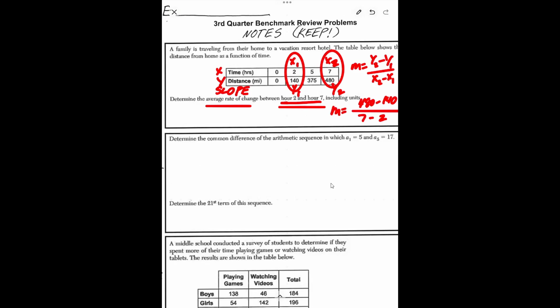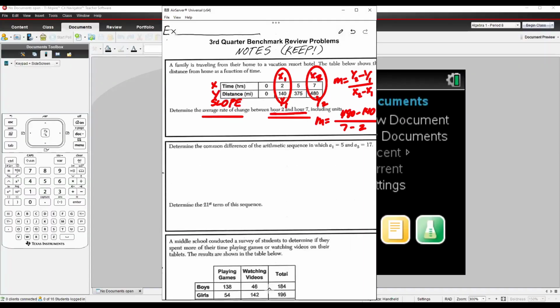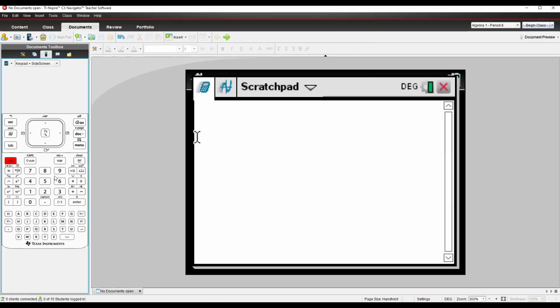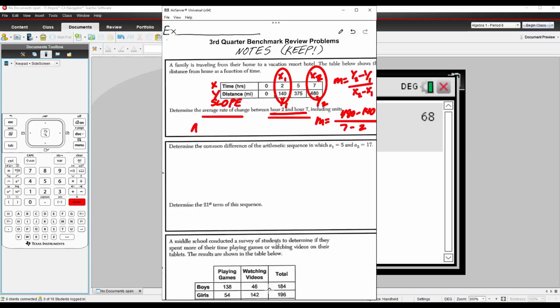So now what we're going to do is go to the calculator, and we're just going to enter that fraction. So we go here. We're going to do control divide, and it's going to be 480 minus, remember, it's always going to be subtraction, minus this y1 over x2 minus x1. So it's going to be 7 minus 2, and it says it's 68. So the slope, or the average rate of change, let me go back. The average rate of change is going to be 68.